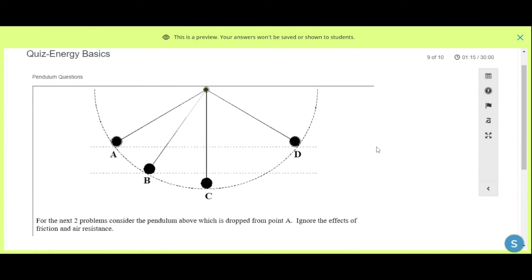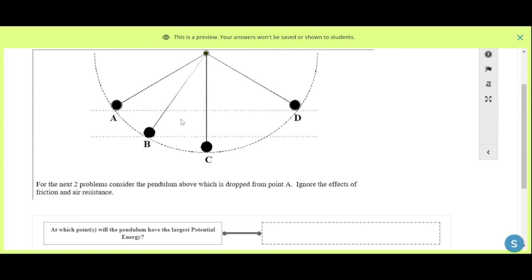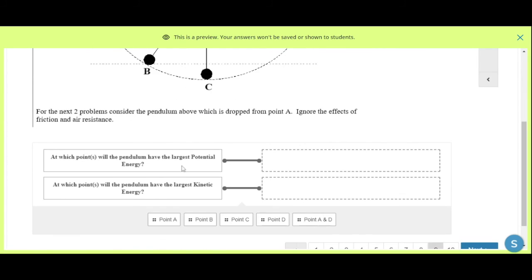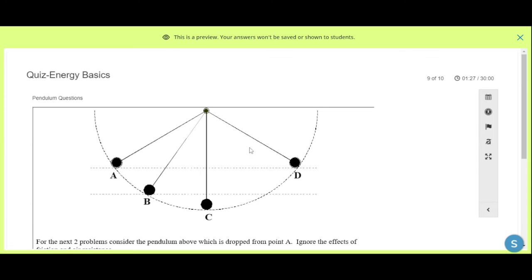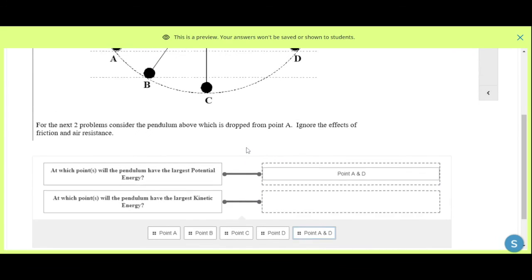Next, we're going to talk about pendulums. And for this one, it wants us to look at this picture and use it to answer these questions. So at which point or points will the pendulum have the largest potential energy? Well, let's remember, potential energy depends on height. So when is this pendulum at its maximum height? Well, it looks like point A and point D have a maximum height. So this is going to be points A and D.